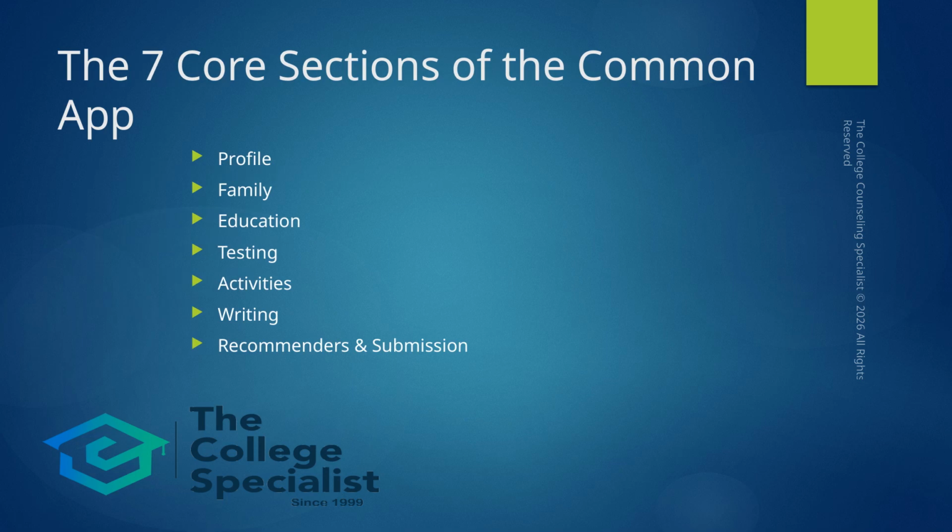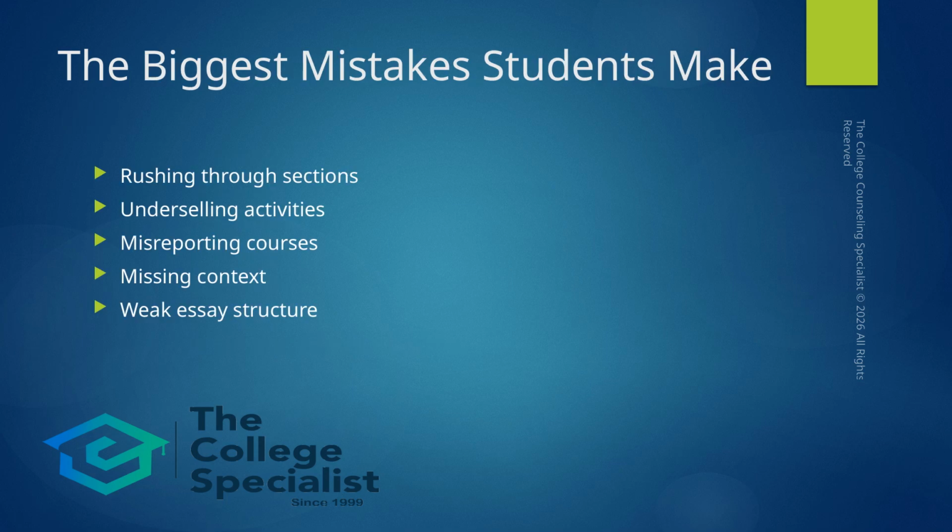In general, there are 7 core sections in the Common application that we have to pay close attention to. We are going to cover them in detail. These sections are student profile, family, education, testing, your activities, writings and essays, and recommendation letters. Let's now discuss some of the common mistakes by students.